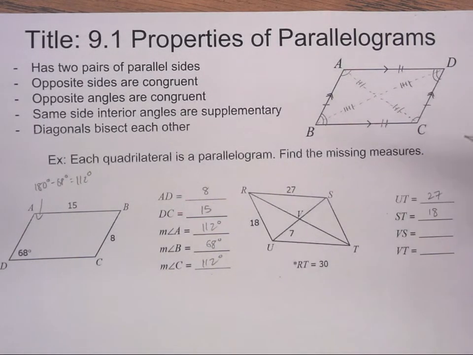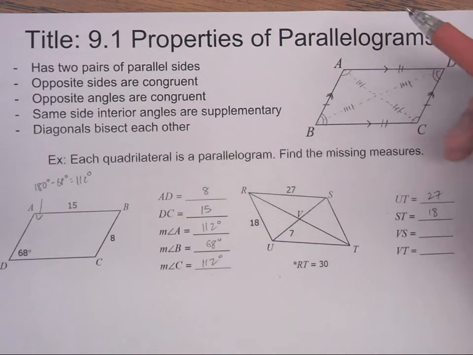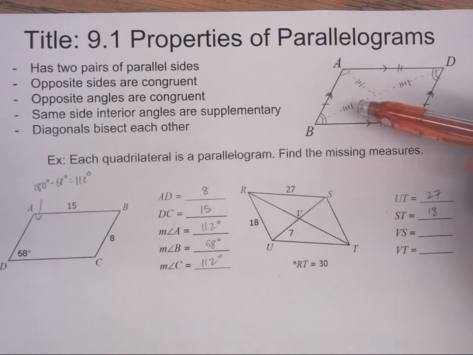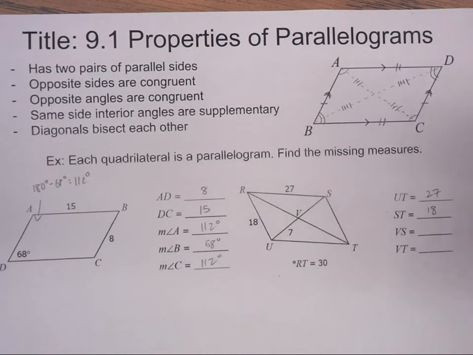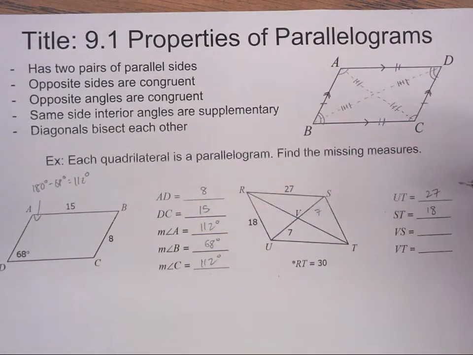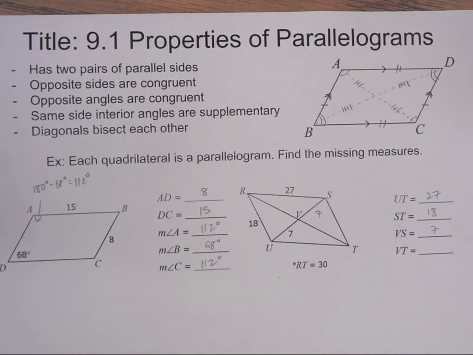VS. Okay, so this goes to this diagram up here. Diagonals bisect each other. So that means if this is 7, like here, this one is also 7. So maybe I'll help you out right there. VS is 7. Now this part here, it says RT is 30.